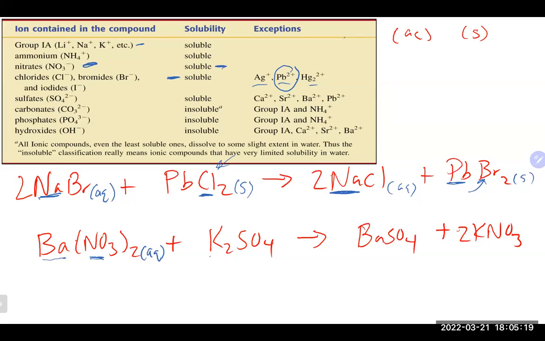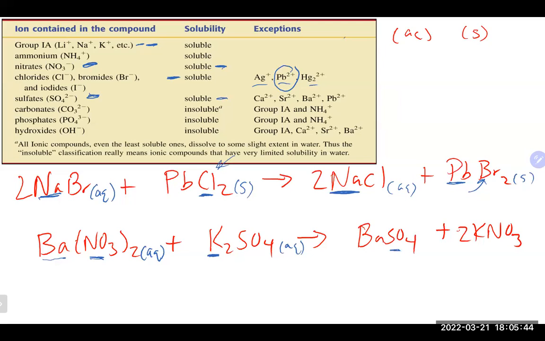Here, look at the next one. That is potassium, which is up here on top. That also is soluble in everything. There's no exceptions, which means that really is as far as we need to go on that one. We could also look at the sulfate. Sulfate is soluble in everything except for calcium, strontium, barium, and lead, which is none of the cases here. So again, they both agree with each other.